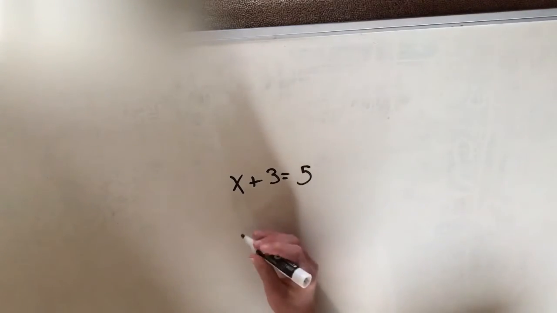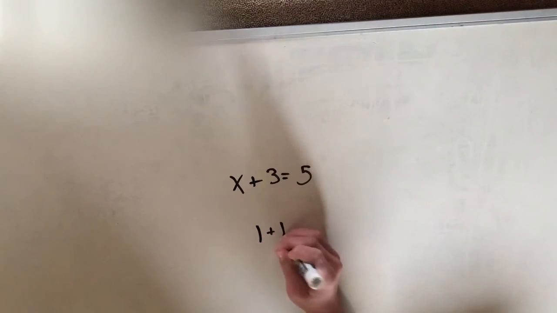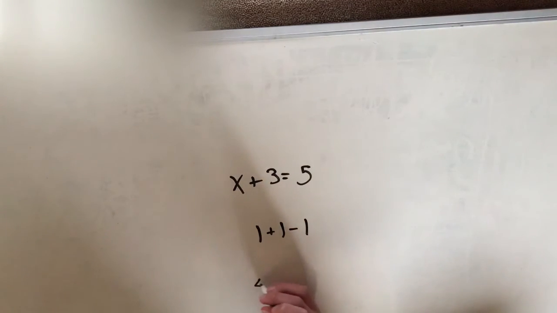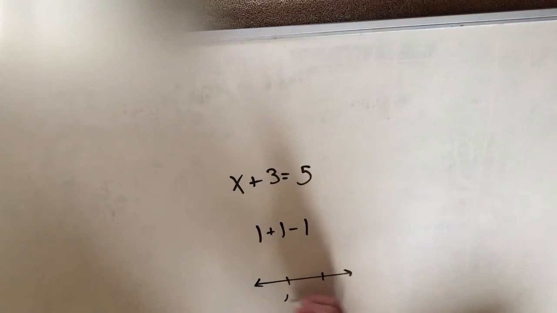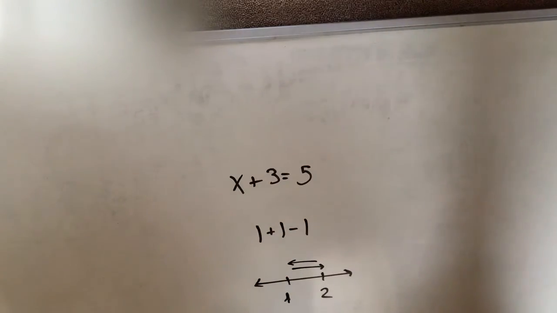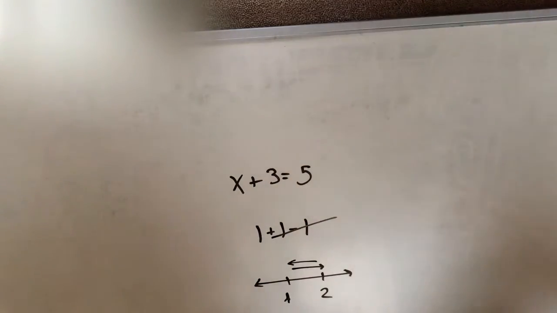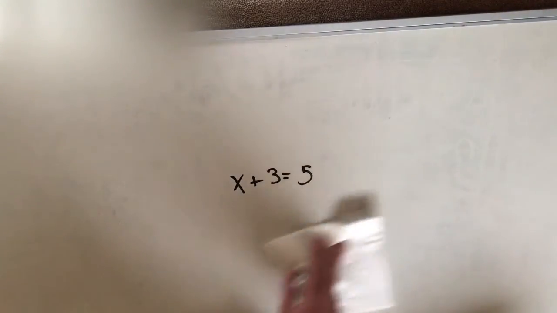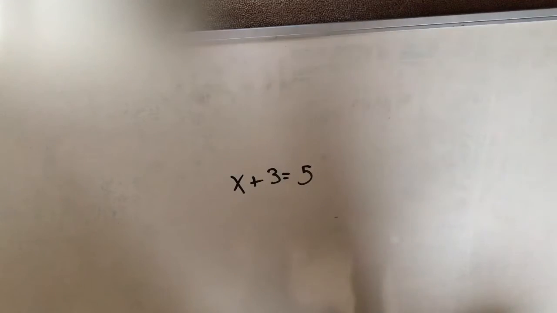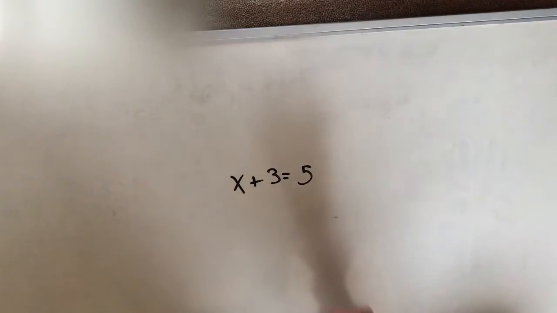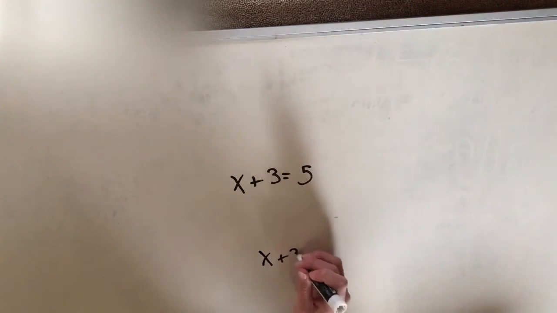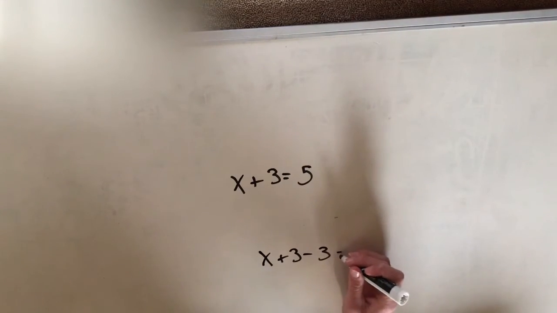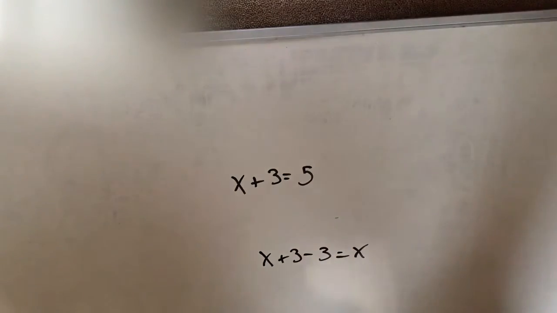Just like 1 plus 1 minus 1 is just 1. If you visualize it on a number line, it's 1 plus 1 minus 1. You're just going back and forth. So those 1s would just cancel because they don't matter. They're just inverting each other in a way. So in the same way as 1 plus 1 minus 1 is just 1, x plus 3 minus 3 is just x. Those 3's cancel out.